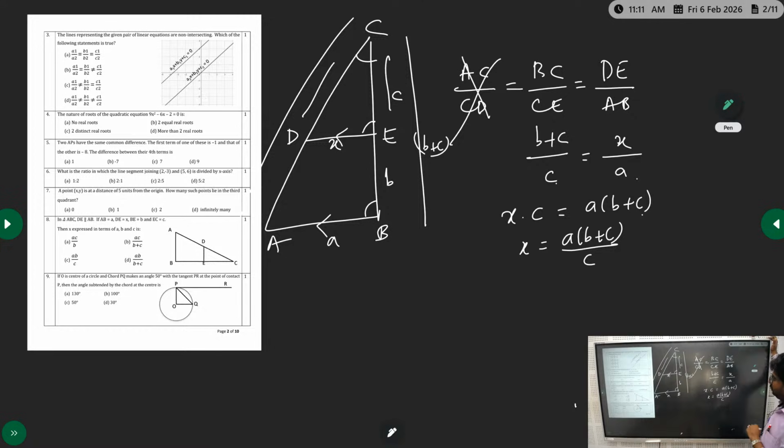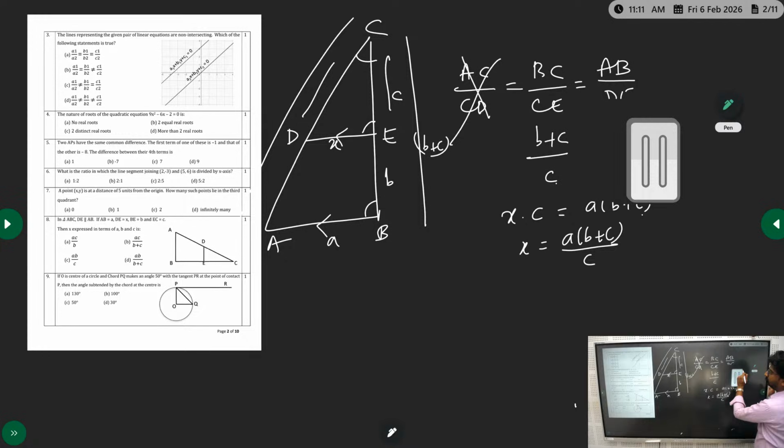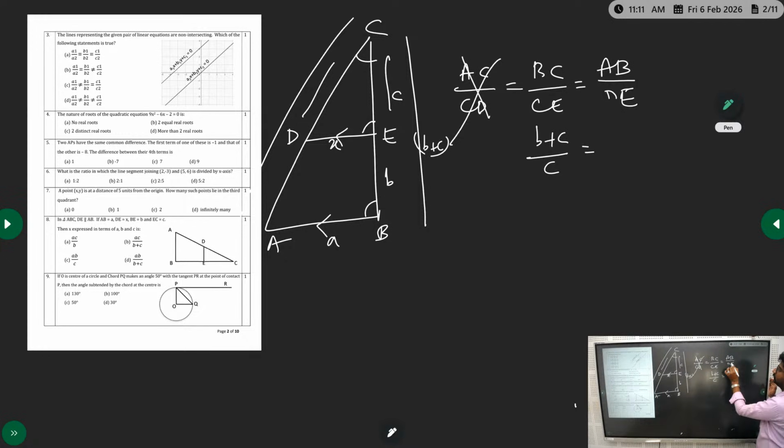Okay, if C is the common LCM, AB by C plus 1. No, somewhere we have done wrong. Check once again. Recheck. B plus C by C is equal to X by A. Sides ratio. Smaller by larger only we took, no? No, I have made a mistake here. This is AB by DE. That's why we are getting the wrong answer. Is equal to, what is the AB value? A. A by X. Now you will get the answer.